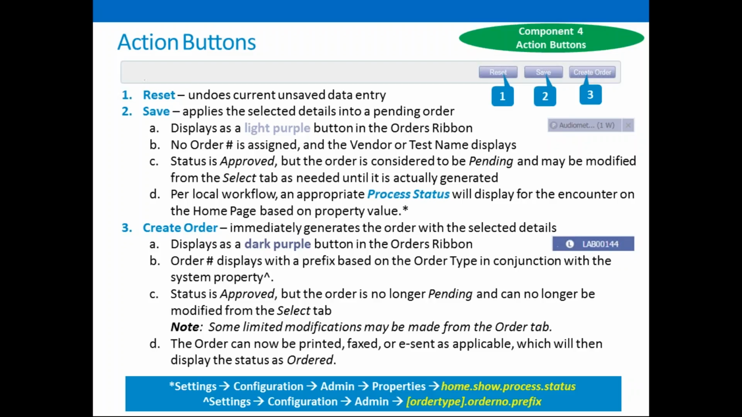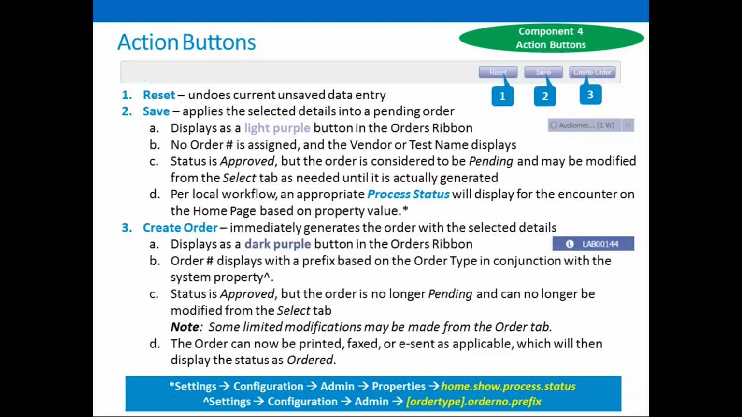So clicking Save leaves the order pending. That's when it creates the light purple tab on your orders ribbon, and it does not have an order number, because that clerk then or that MA can come in behind the doctor and make changes as needed or create the order. That said, if the physician does like to do everything on his own, or that's just your workflow in the practice and you don't want all these additional steps of another person coming in behind you because it seems like unnecessary steps, then you can simply say Create Order.